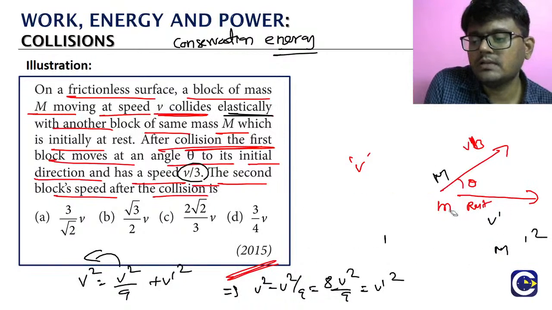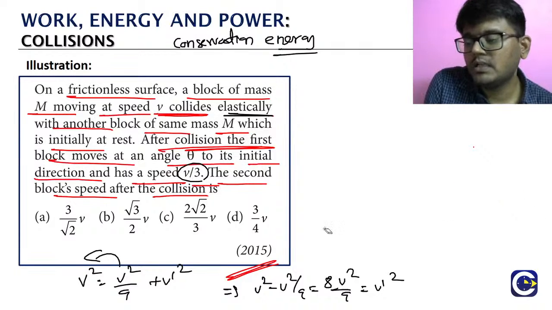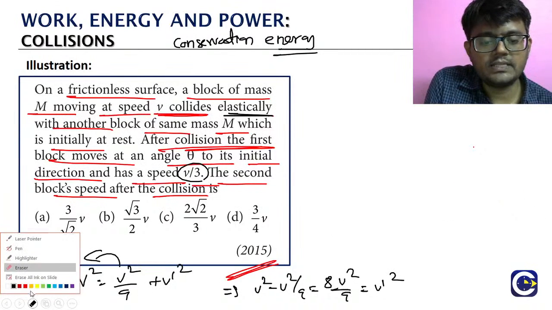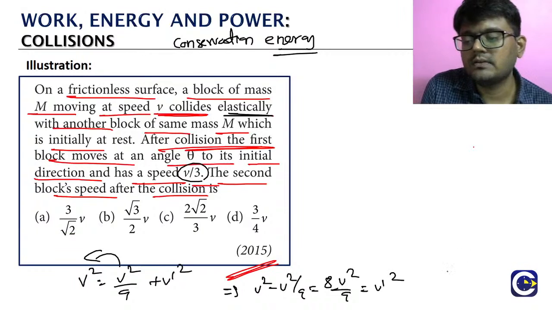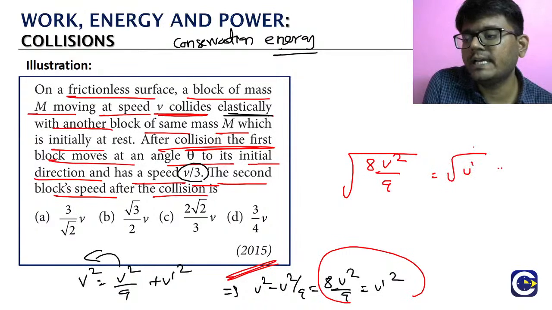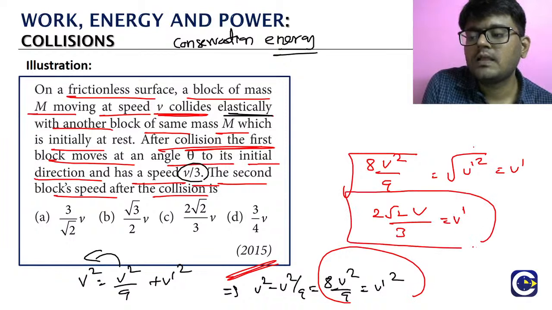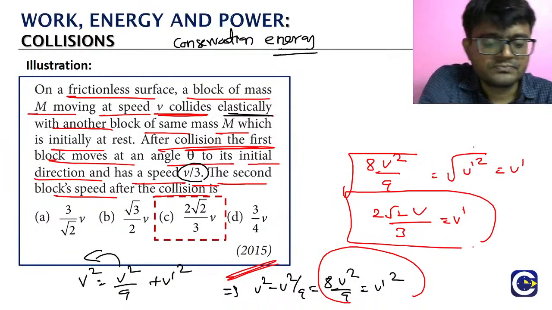That is it, we got the answer. We need v dash. Taking the square root on both sides, the square root of 8 v square by 9 is equal to the square root of v dash square, that is v dash only. On this side, the root of 8 is 2 root 2, into v by 3. That is the value of v dash.